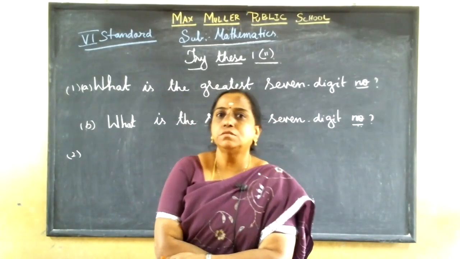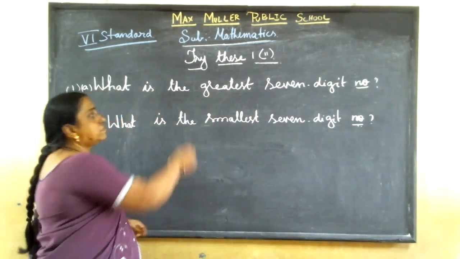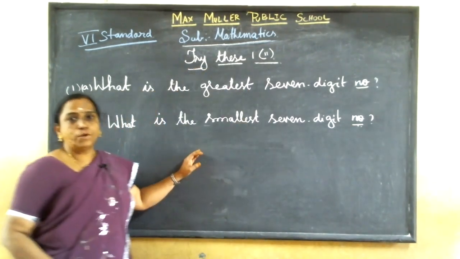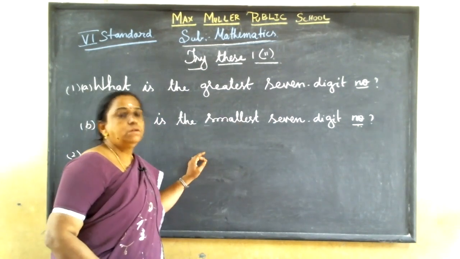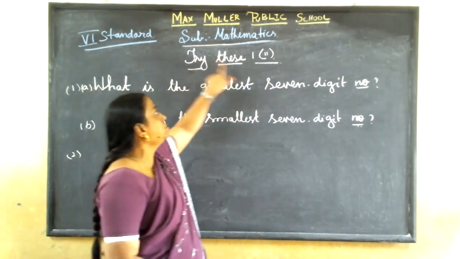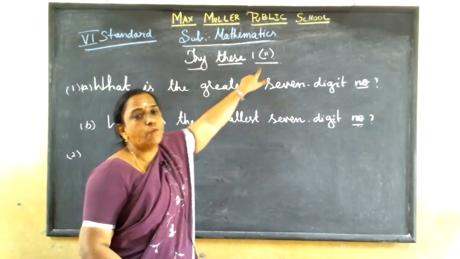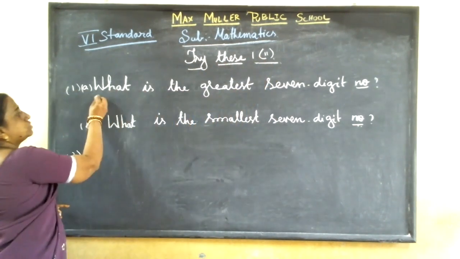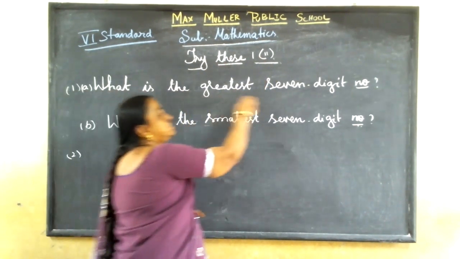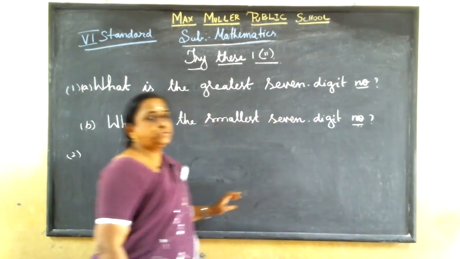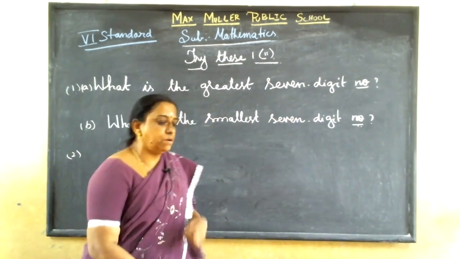Good morning, students. Today's topic is Try This. Exercise 1.1 is already over. Now today's next topic is exercise Try This 1.2. In that, the first question is: what is the greatest 7-digit number? So you should write the greatest 7-digit number.